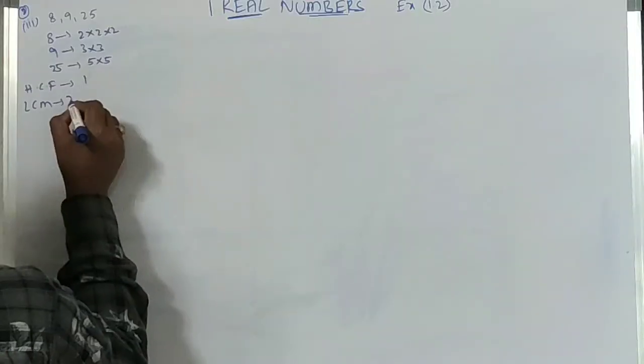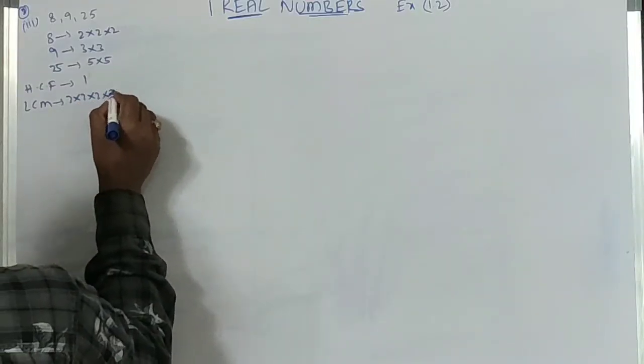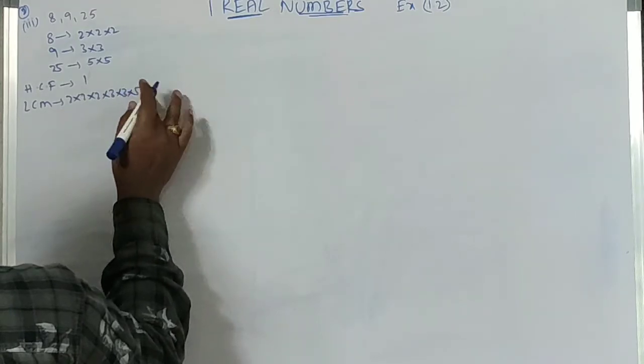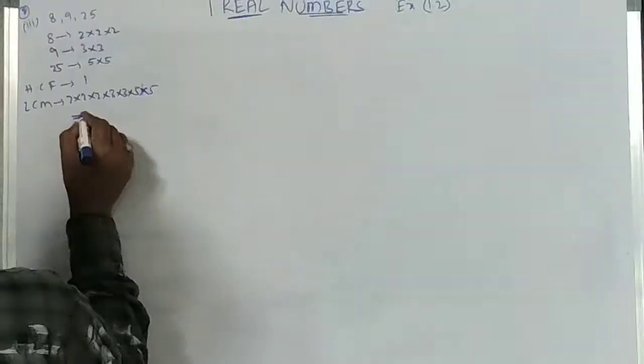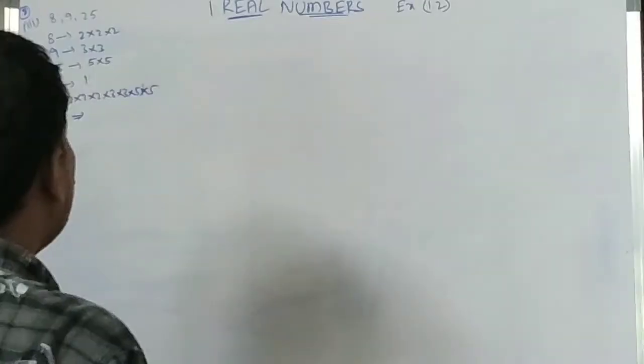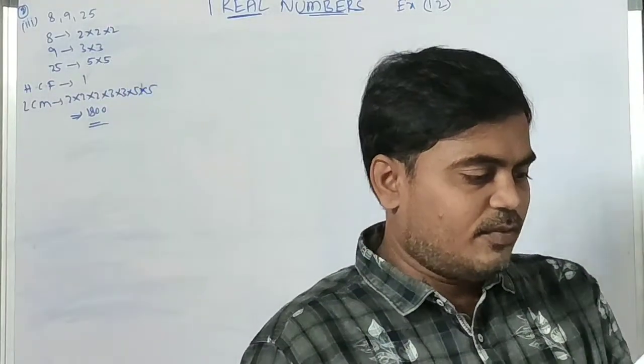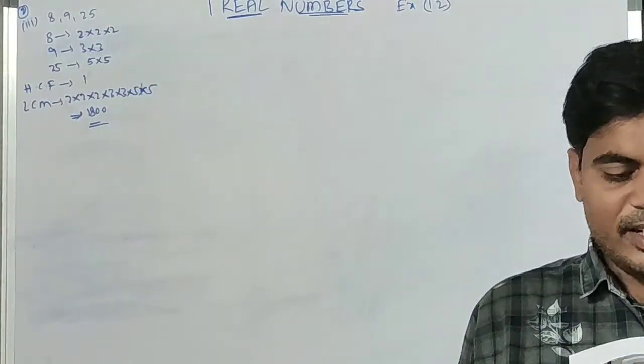So LCM equals, here also there won't be any common even in at least 2 numbers. So simply I take 2 into 2 into 2 into 3 into 3 into 5 into 5. So 5 into 2 is 10, 5 into 2 is 10, that is 100. 3 into 3 is 9, into 2 is 18. 18 into 100 is 1800. So this is the LCM of the numbers 8, 9, 25.